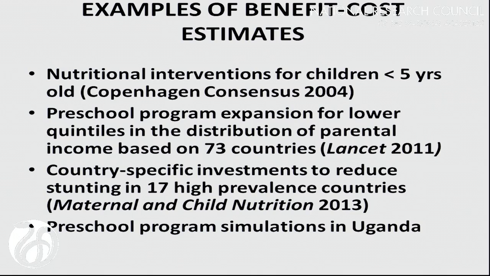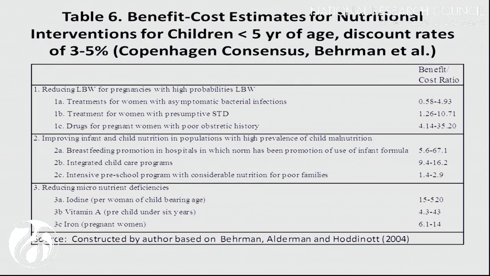So I'm now going to turn to some benefit cost estimates. I'm going to look at these 4 different groups. The first is from the Copenhagen Consensus, and there are costs here of various ways for dealing with nutritional interventions or nutritional deficiencies for children under 5: reducing low birth weight, reducing infant and child nutrition, reducing micronutrient deficiencies.